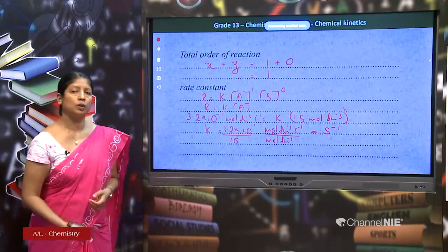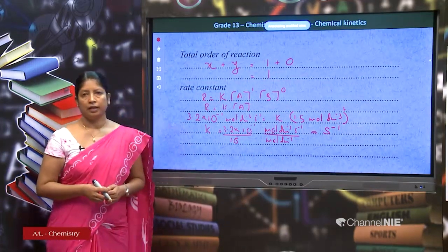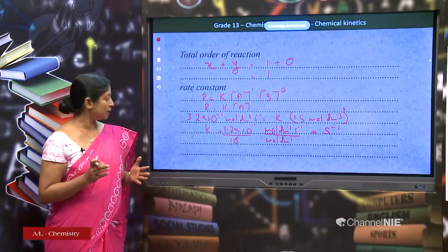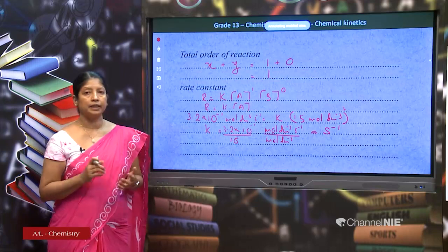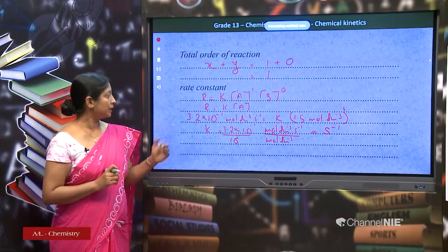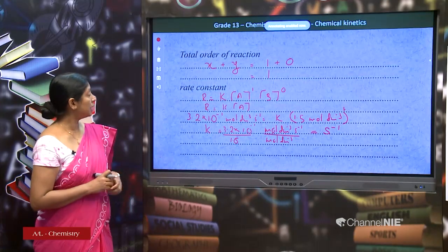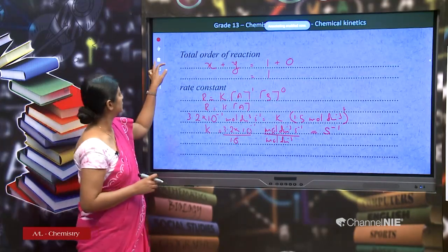We came to know total order of the reaction is 1. The characteristic feature of a first order reaction is that the rate constant has unit per second. So, clearly we can understand that this is a first order reaction. So, let us see then the second method.